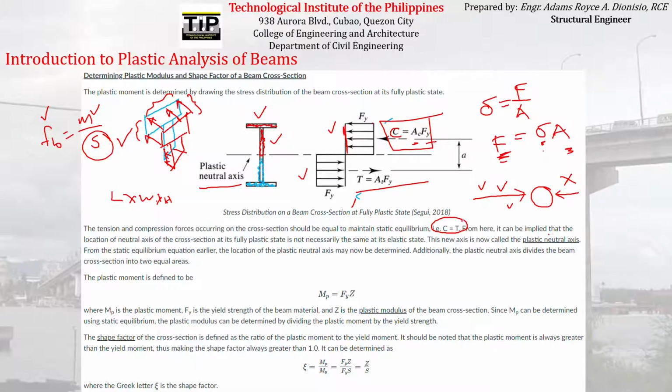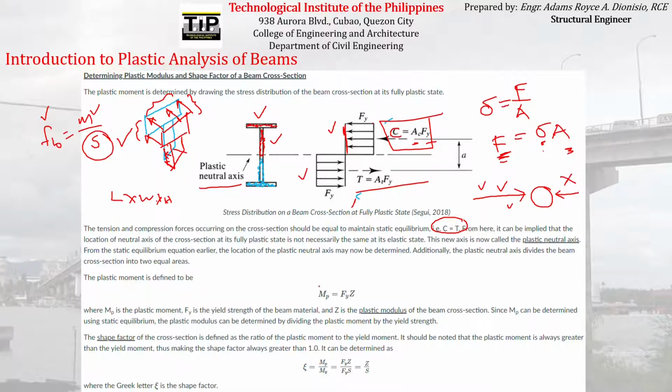From here, it can be implied that the location of the neutral axis of the cross-section at its fully plastic state is not necessarily the same at its elastic state. Yan yung binabanggit ko kanina na hindi naman parehas yung location ng neutral axis sa plastic neutral axis. Okay? This new axis is now called the plastic neutral axis. From the static equilibrium equation earlier, the location of the plastic neutral axis may now be determined. Additionally, the plastic neutral axis divides the beam cross-section into two equal areas.